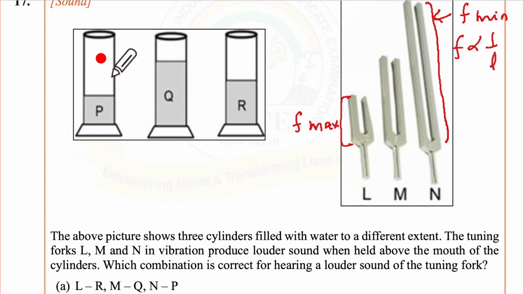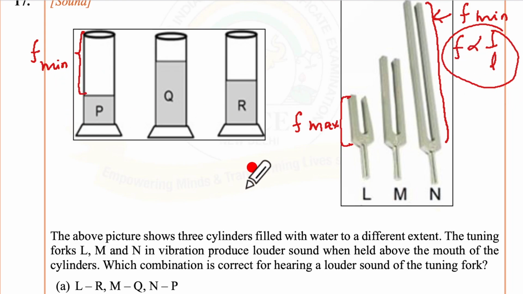Let us match this with this. The length of the air column is maximum here and minimum here. Maximum length means the frequency is going to be minimum. Why? Because frequency is inversely proportional to the length of the air column. This one over here with the least height of the air column, here the frequency is going to be maximum. So we have frequency minimum here, frequency minimum here.